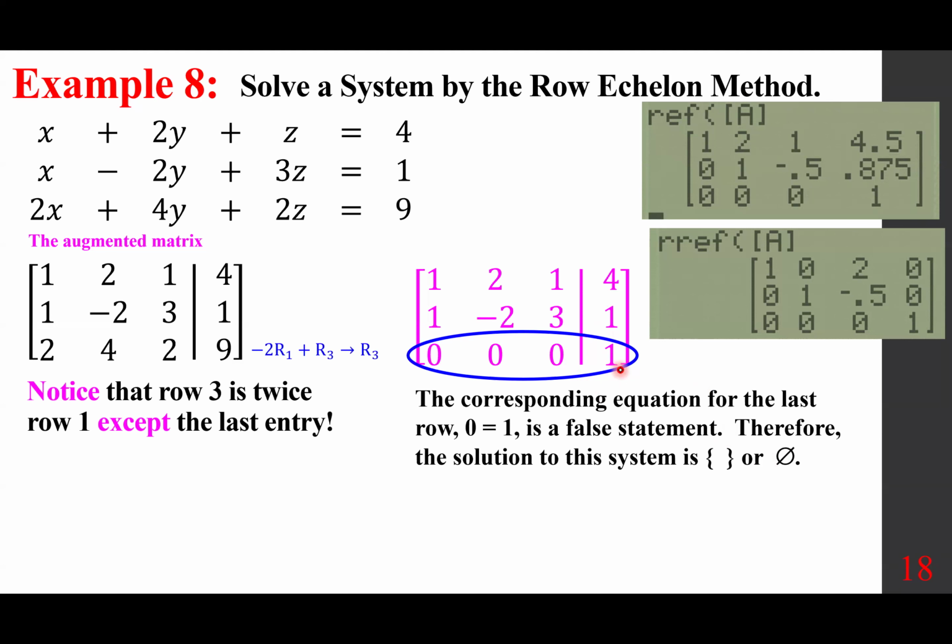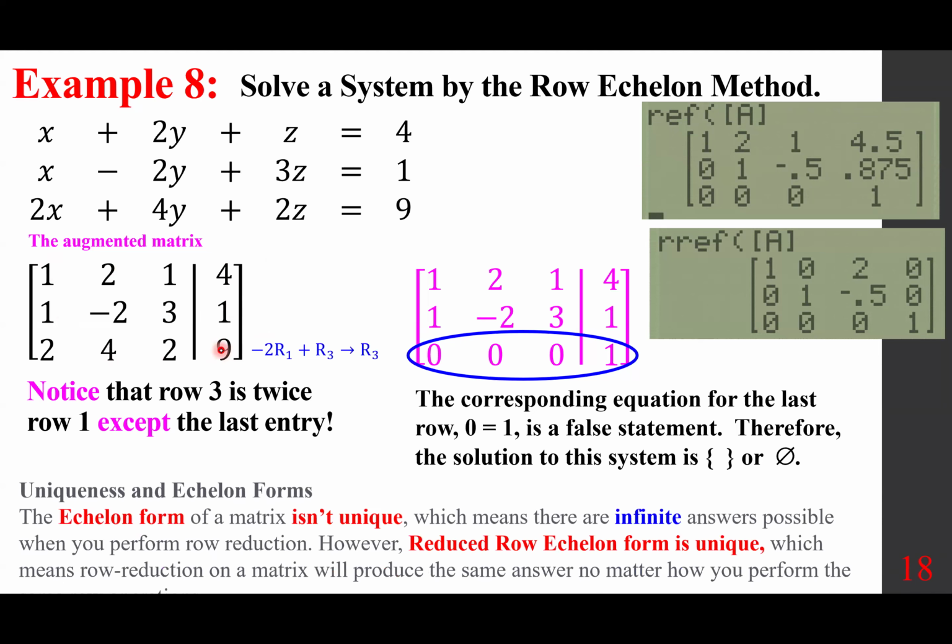A couple more things that will help. Notice that row 3 is twice row 1. 2 times that, 2 times that, 2 times that, except the last one. 2 times 4 is not 9. So if 2 times this row gives this row, it becomes dependent, but 2 times this row gives you the first 3, but not the last one. Again, 2 times 1 is 2, 2 times 2 is 4, 2 times 1 is 2, but 2 times 4, which is 8, is not there.